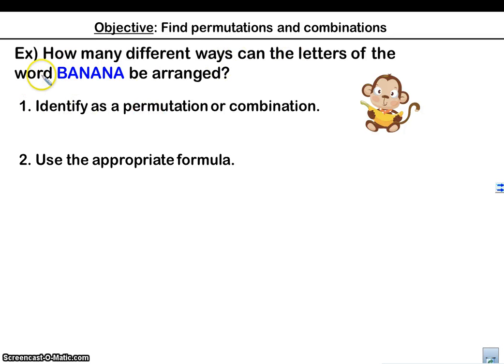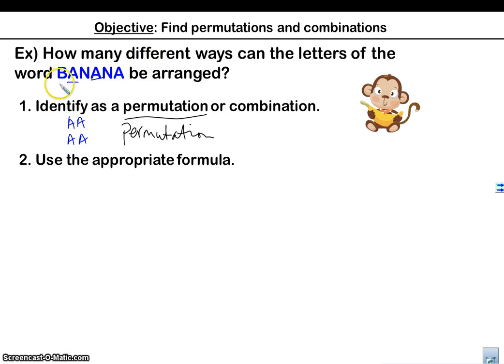All right, so let's take a look. Identify this as a permutation or combination. How many different ways can the letters of the word banana be arranged? Being arranged is a permutation. But we got a problem here. This has repetition, because we've got an A and an A. If I took this one and lined it up with this one, that's the same as if I took this one and lined it up with this one, right?